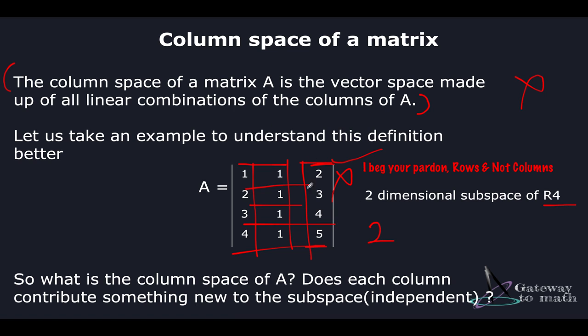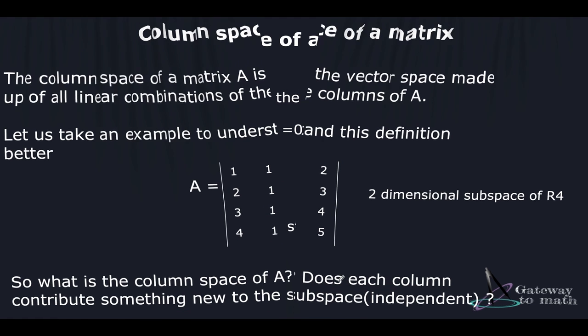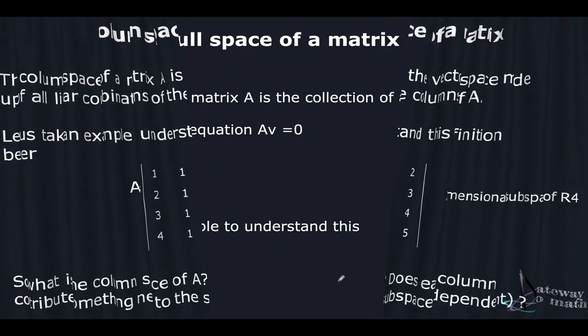So how do you remember the column space of a matrix? You have to ask yourself this question: does each column contribute something new to the subspace? Is every single column contributing something to the subspace? If the answer is yes, then it counts. First column contributing something independently? Yes. Second column contributing something independently? Yes. Third column? Nope. It's the addition of these two. So this is not contributing, and hence it's not part of the column space. That's how you have to remember it. Every individual column should be totally independent of each other.